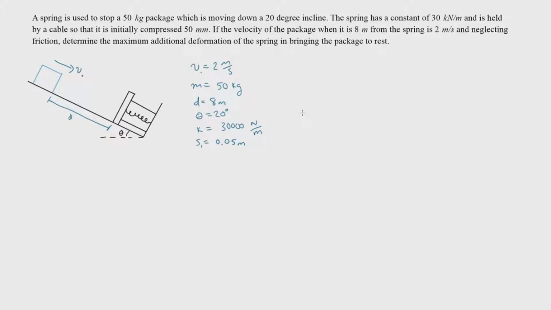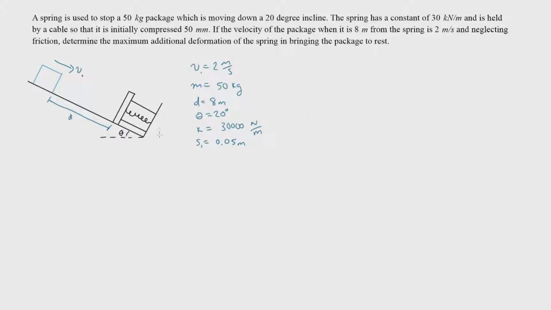So the problem states a spring is used to stop a 50 kilogram package, which is moving down a 20-degree incline. The spring has a constant of 30 kilonewtons per meter and is held by a cable so that it is initially compressed 50 millimeters. If the velocity of the package when it is 8 meters from the spring is 2 meters per second, and neglecting friction, determine the maximum additional deformation of the spring in bringing the package to rest.